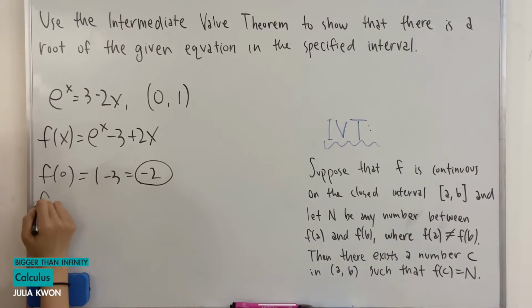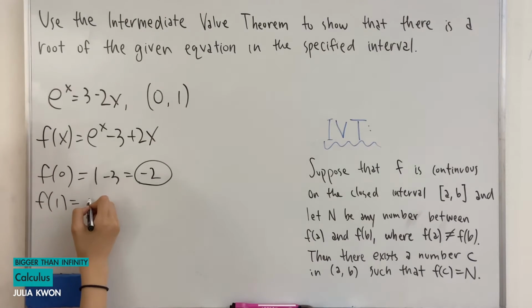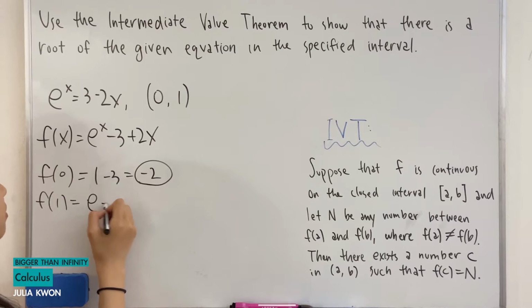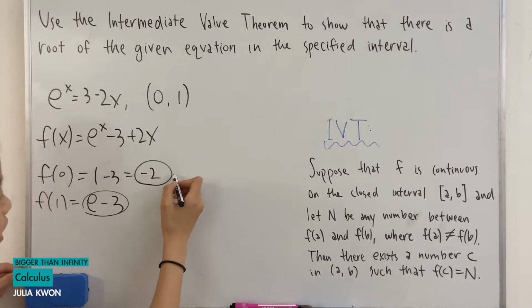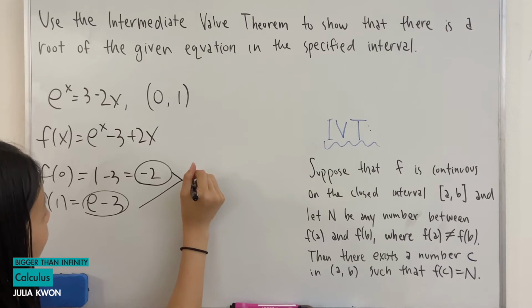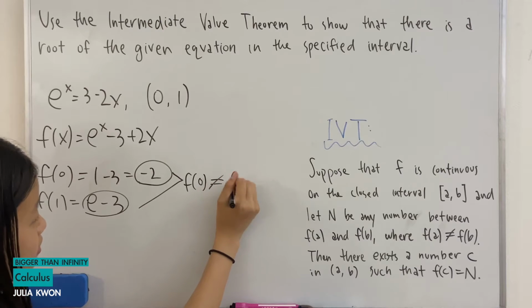And then if we put in x is equal to 1, we would have e minus 1. And as you can see, these two, f(0) and f(1), are not equal to each other.